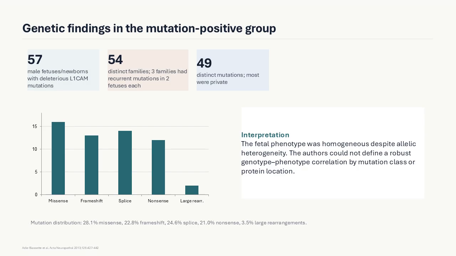The mutation-positive group consisted of 57 male fetuses or newborns from 54 distinct families. There were 49 distinct mutations, and most were private mutations rather than recurrent hotspots. Mutation classes were distributed across missense, frameshift, splice, nonsense, and large rearrangement variants. Importantly, the fetal phenotype was relatively homogeneous despite this allelic heterogeneity. The authors could not define a reliable genotype-phenotype correlation by mutation type or protein location.